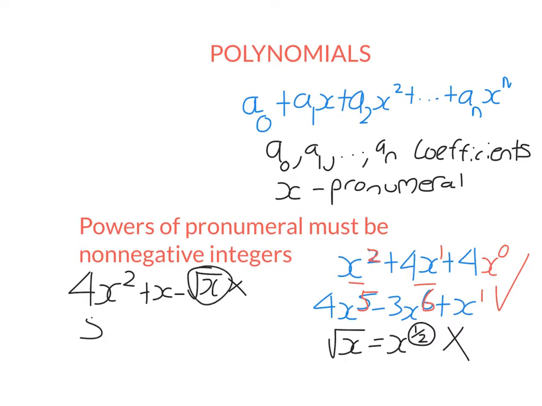Similarly, if we have something like 5 over x plus 1, it's not a polynomial. Why? Because 5 over x is the same as 5x to the power of negative 1. And of course, negative 1 is a negative integer. So to be a polynomial, the pronumeral can only have non-negative integers as powers. So let's look at some definitions surrounding polynomials.